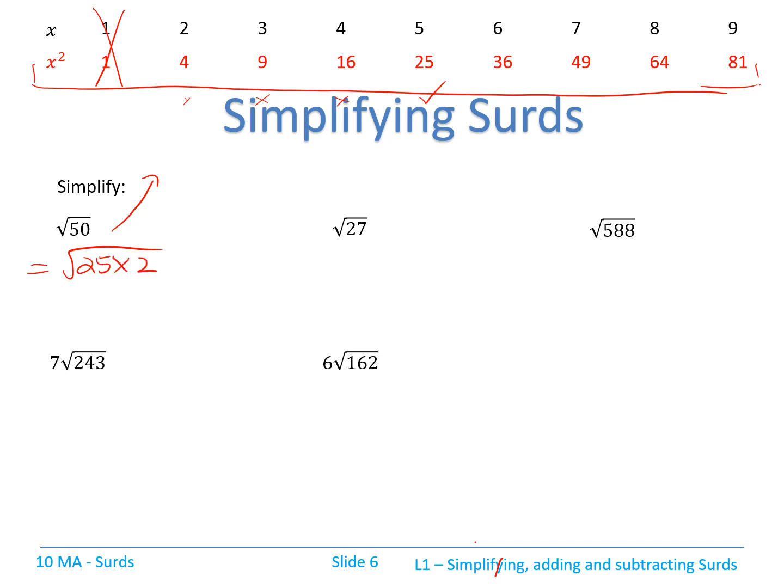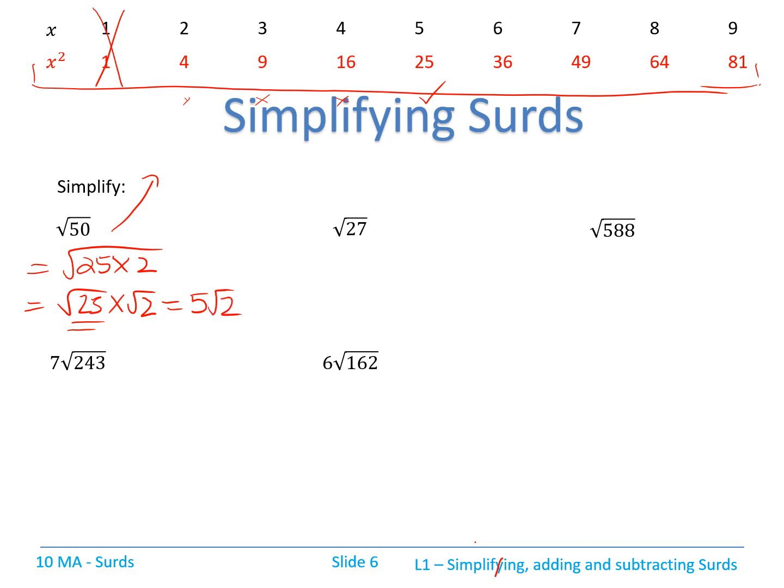But we also know that the square root of 25 is 5. So I can bring it outside the square root sign, or I can just square root the 25. Actually, I'll just show you first off. You could do this. Separate it apart. Root 25 times root 2, which is 5, because the square root of 25 is 5, root 2.